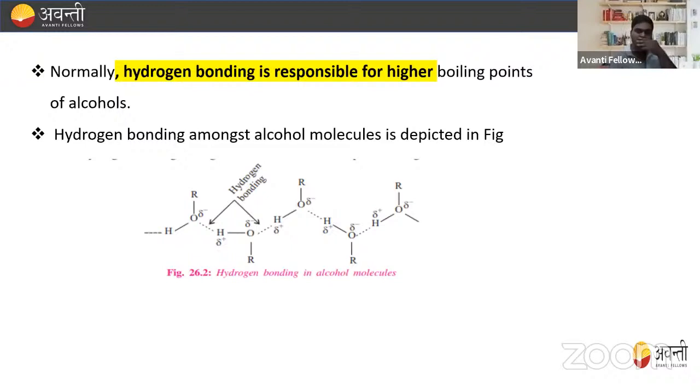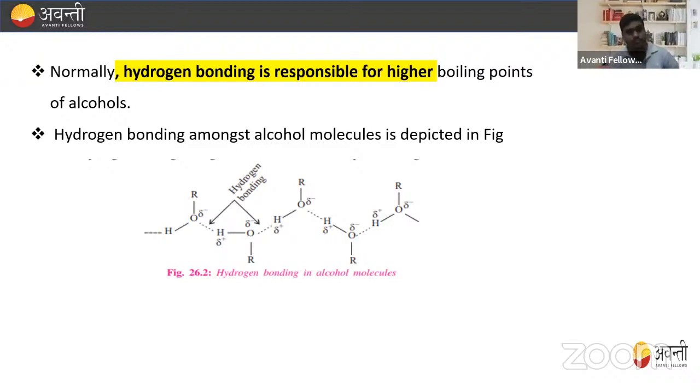Normally hydrogen bonding is responsible for the higher boiling points of alcohol. Alcohol possesses a higher boiling point as compared to haloalkanes or hydrocarbons. Why do they possess such an exceptionally high boiling point? Why do they have a higher boiling point as compared to these? It is basically due to the presence of hydrogen bonding. Hydrogen bonding is responsible for the higher boiling points of alcohol, right?